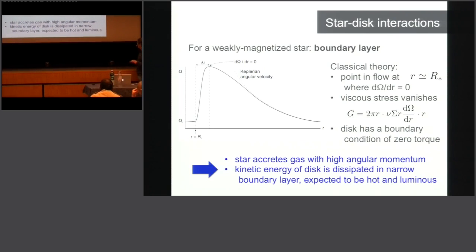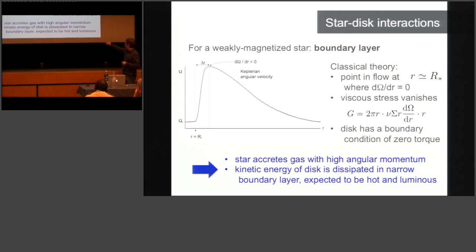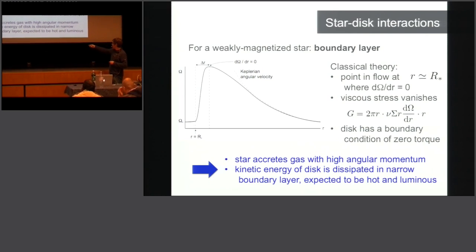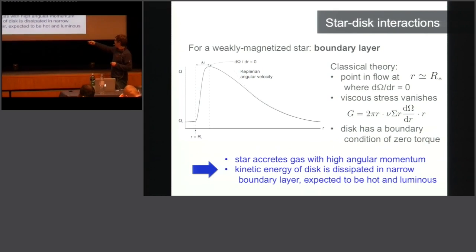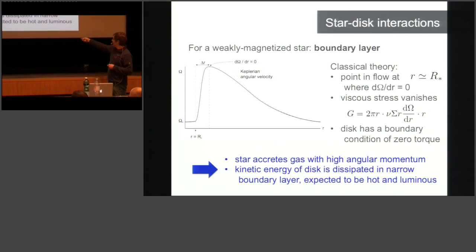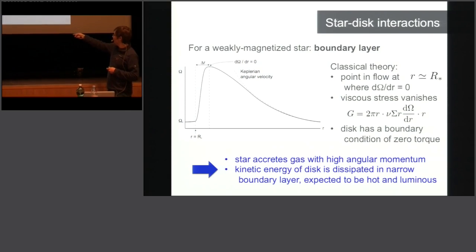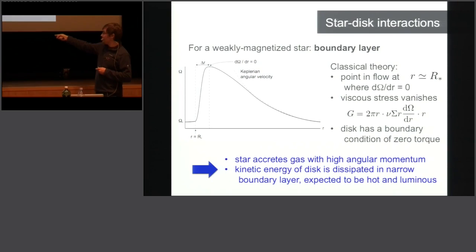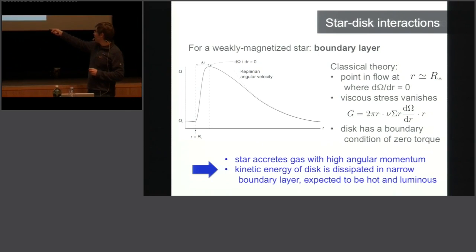So in the classical theory, this is very simple. Schematically, this would be what the angular velocity looks like. It's Keplerian in the disk. The star, let's say, is slowly rotating. So by continuity, there has to be a turnover in this angular velocity profile to join the Keplerian disk onto the slowly rotating star. Now, if we have this kind of profile, clearly there's a point in this flow here where d omega by dr is 0, where this is a flat function.